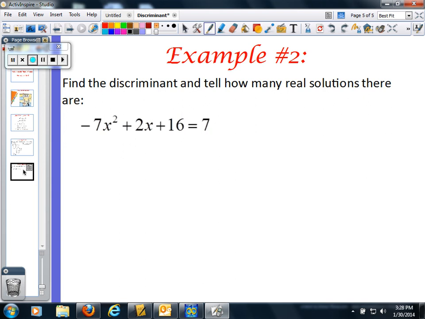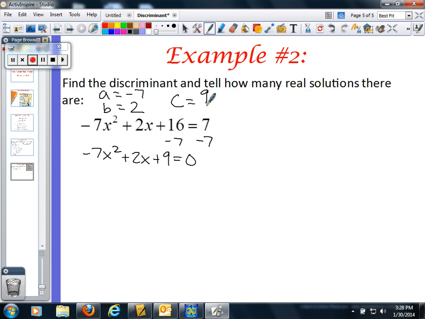So now when we go to example number 2, again, let's find A, B, and C. So we have A is negative 7, you have B is 2, and you have C is not 16. Okay, this is a common mistake people would make. They'd say, well, it's 16, but that's not true. Okay, I have to get this to be 0. So I'm going to subtract 7 first. I get negative 7x squared plus 2x plus 9 equals 0, which means that C is 9.